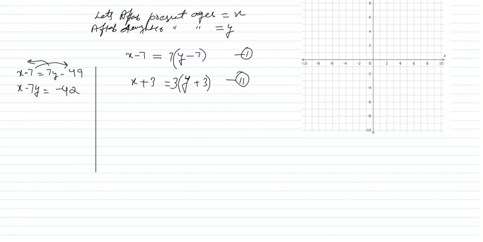Okay, and if we try to solve the second equation, x plus 3 is 3y plus 9, so it will be x minus 3y is equal to 6. Okay, now we have these two equations. This is the algebraic form. We were supposed to put the equations in algebraic form, so these are the algebraic forms. Now we will try to plot these two equations.